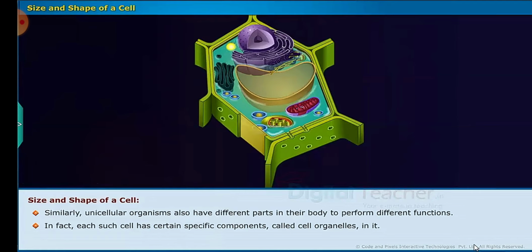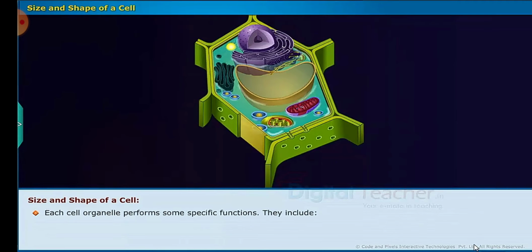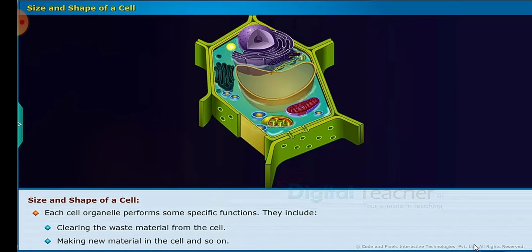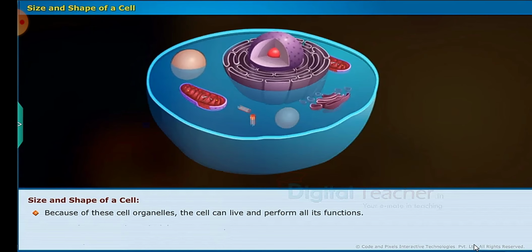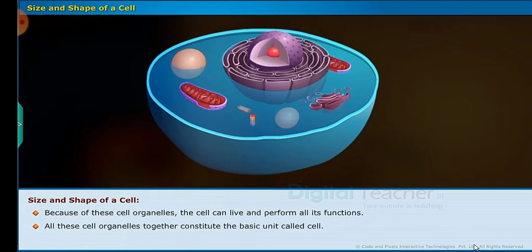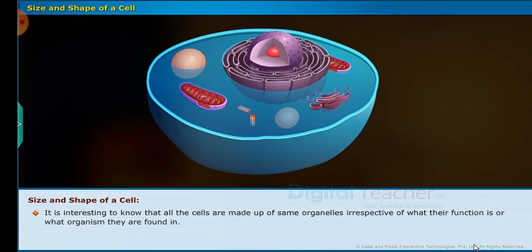In fact, each such cell has certain specific components called cell organelles in it. Each cell organelle performs some specific functions. They include clearing the waste material from the cell, making new material in the cell, and so on. Because of these cell organelles, the cell can live and perform all its functions. All these cell organelles together constitute the basic unit called cell. It is interesting to know that all the cells are made up of same organelles irrespective of what their function is or what organism they are found in.